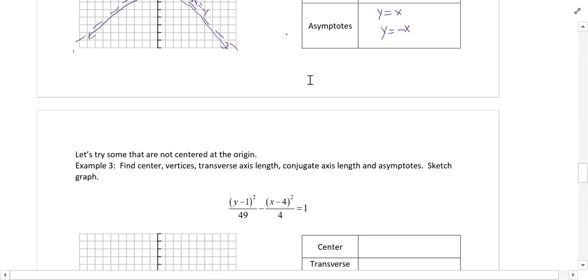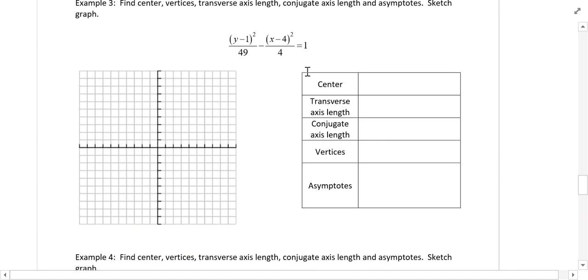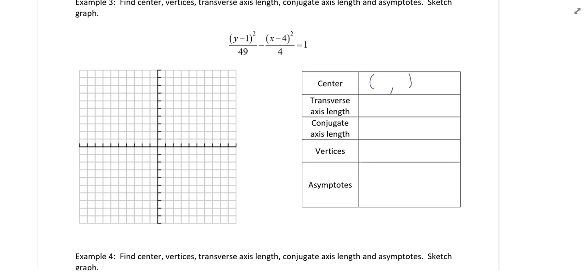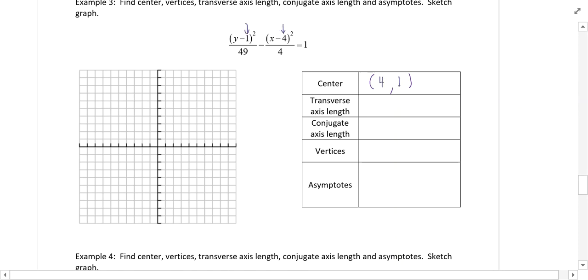Okay. All right, now let's try some that are not centered at the origin. So here, this is a very tricky piece. My center, you want to say 1, 4. I know you do, because usually the x is first, but my x is not first here. My y is first. So we're actually at a center of 4, 1. Because again, the x translation is how far I'm moving left or right, and the y translation is how much I'm moving up and down. And when we write a coordinate point, they always go left, right first, and then up, down second.